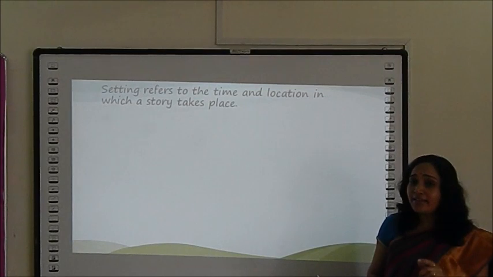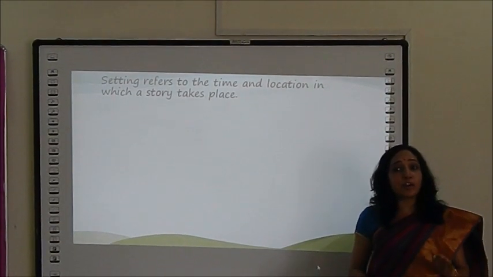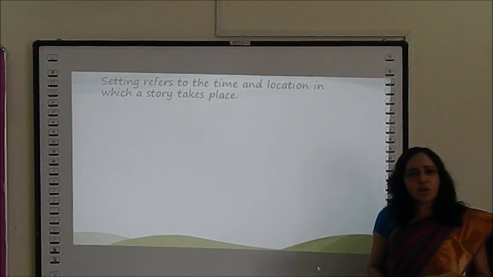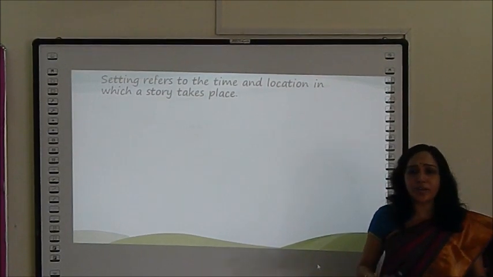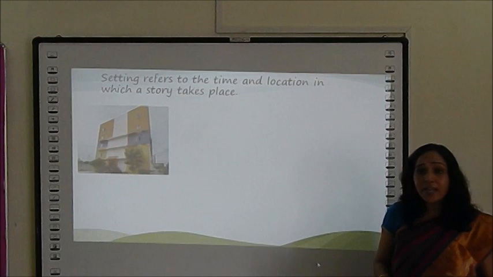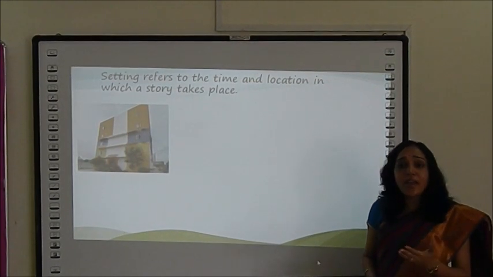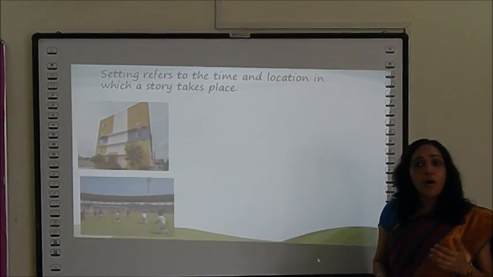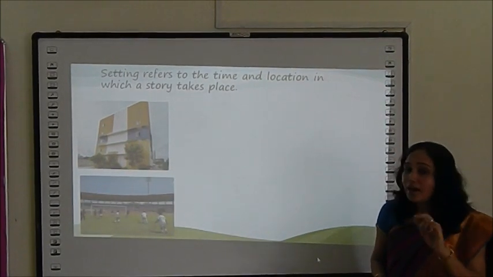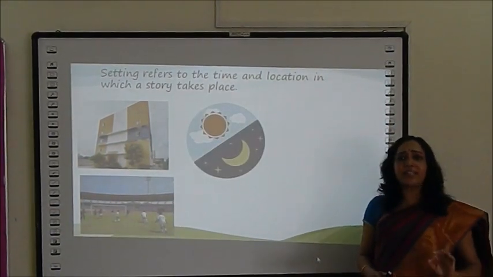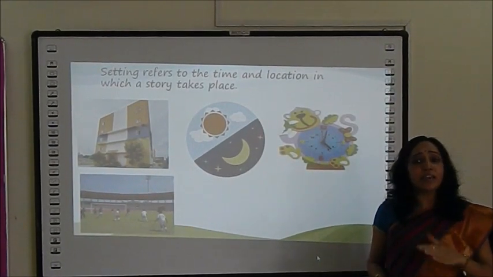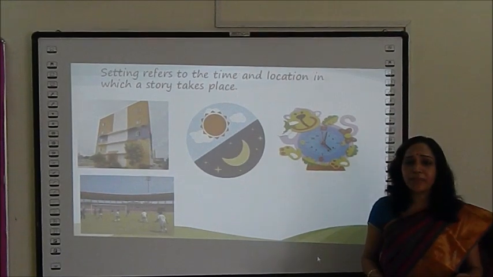Settings. Settings refer to the time and location in which a story takes place. Setting contributes a lot to the story. For example, place. Where is the action of the story taking place? Indoor or outdoor? Time. When is the story taking place? Historical period, time of the day, year, and so on.